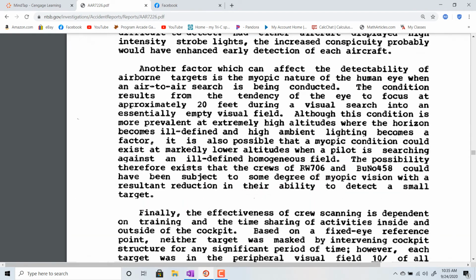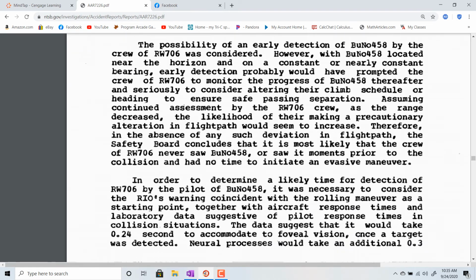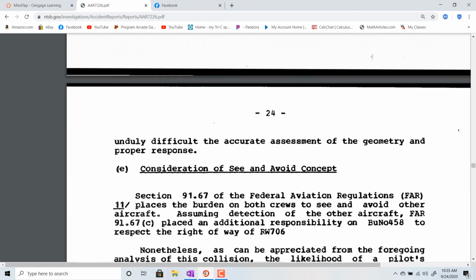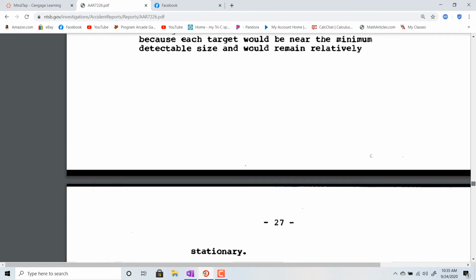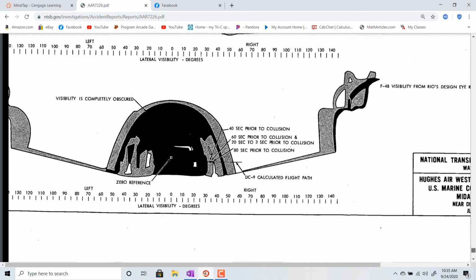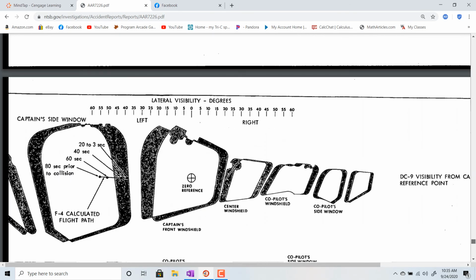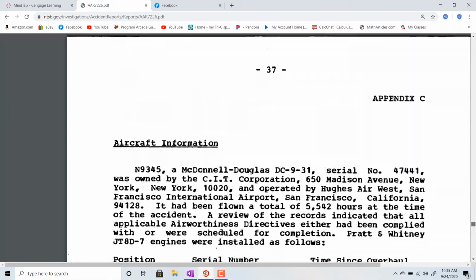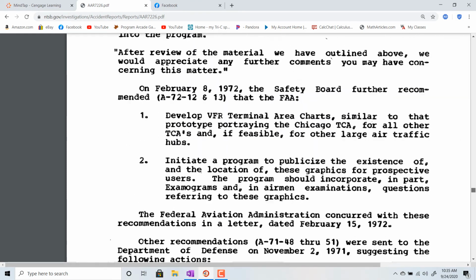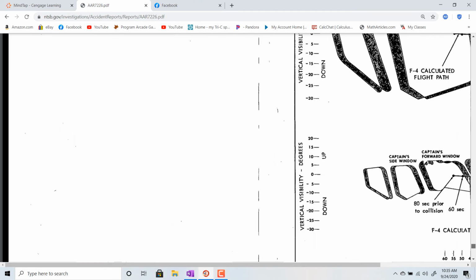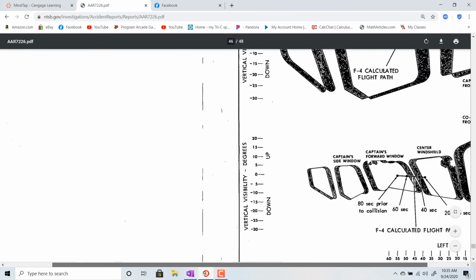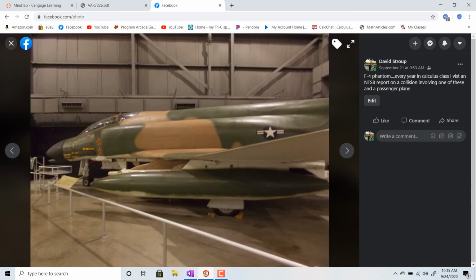One of the issues was the rate at which the two planes were headed towards each other, and the problem is the cockpit view. Here are some of the cockpit views for the F4 and the DC-10. This is a DC-9 cockpit view. Here's the F4 cockpit view, and you can see the F4 in my picture here.